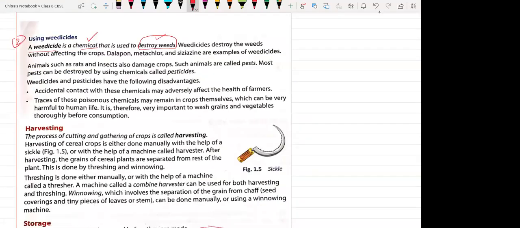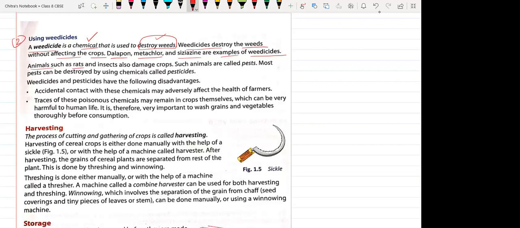Certain chemicals have the property to destroy only weed plants and do not produce any harm to the crop plant. Such chemicals are used as weedicides. They destroy the weeds only without affecting the main crop. Examples of chemical-based weedicides are 2,4-D, Metachlor, and Atrazine.